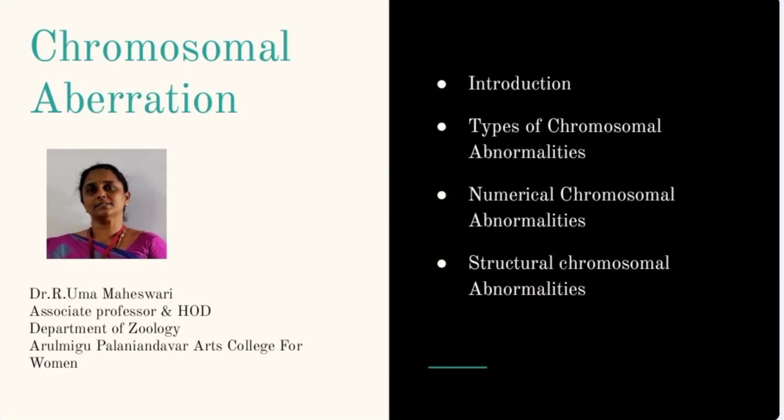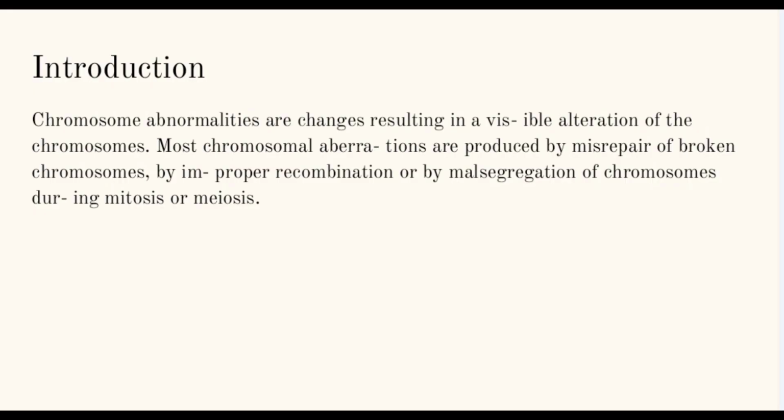Today we are going to see about chromosomal aberration: introduction, types of chromosomal abnormalities, numerical chromosomal abnormalities, and structural chromosomal abnormalities. Introduction. Chromosome abnormalities are changes resulting in a visible alteration of the chromosomes.